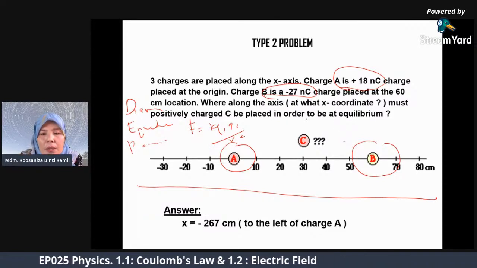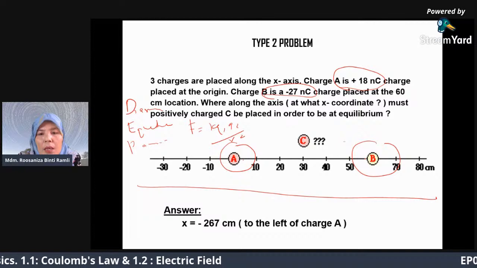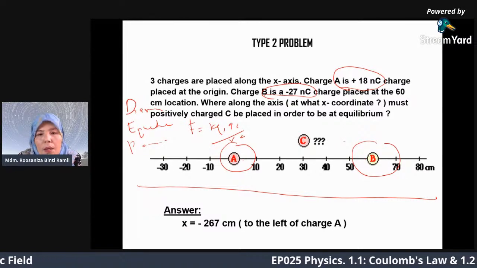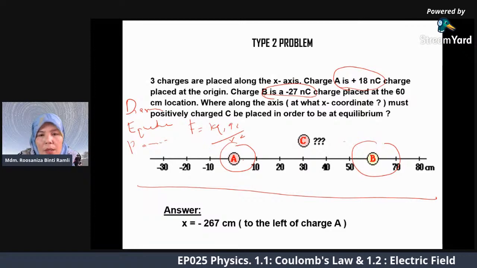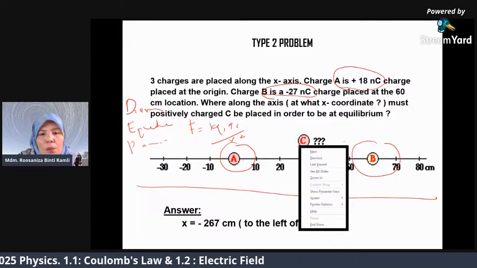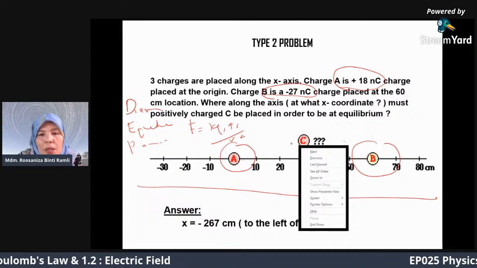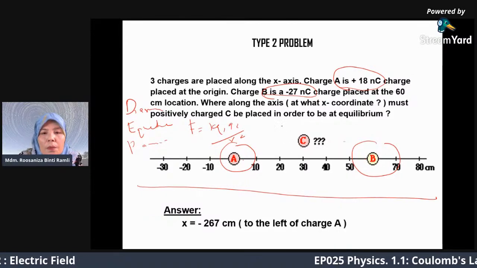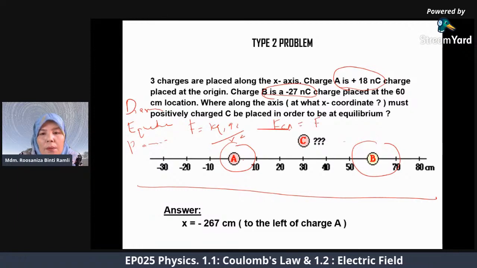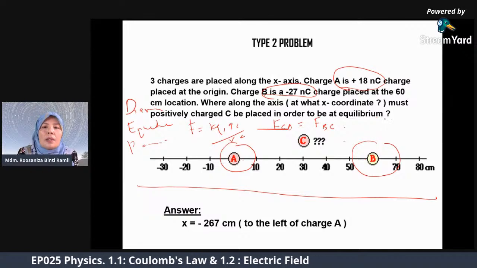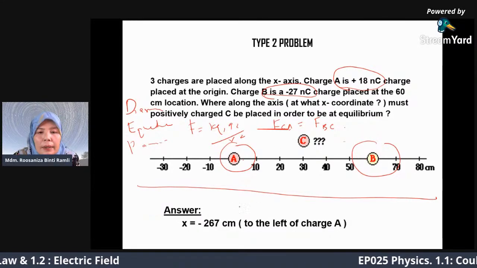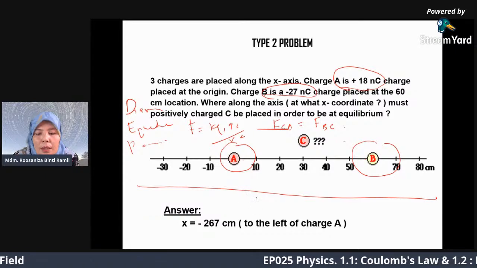It means we have three charges, charge A and charge B, and we need to find which coordinate to place C, to make sure that the charge is in equilibrium. Equilibrium means F CA is equal to F BC. This is the type 2 problem. You can try this question and answer it.